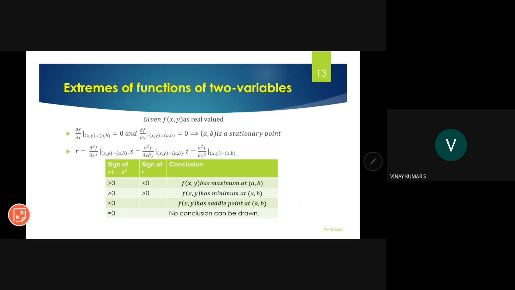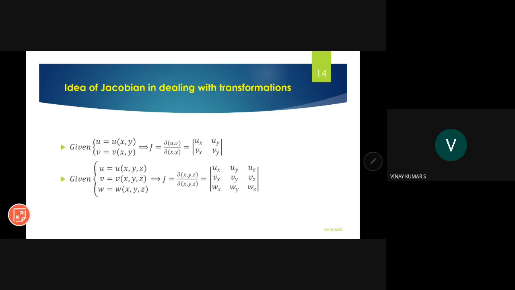This is 13, right? Now come over to 14, the idea of Jacobian here. So Jacobian means you have two relations: u in terms of x and y, and v in terms of x and y. Then J means ∂u/∂x, ∂u/∂y, ∂v/∂x, ∂v/∂y, that we are taking, and that is what we call Jacobian here.